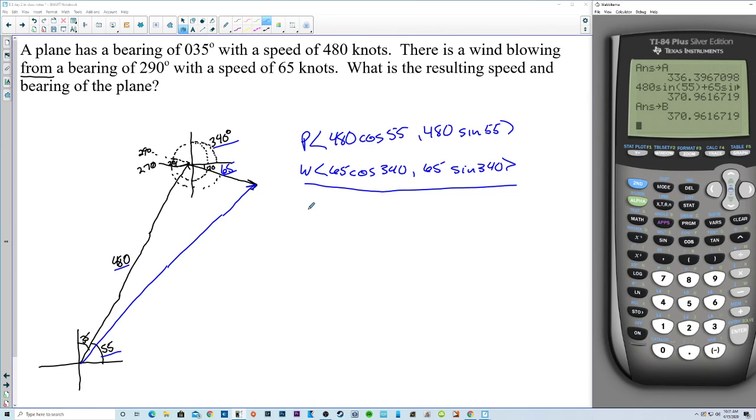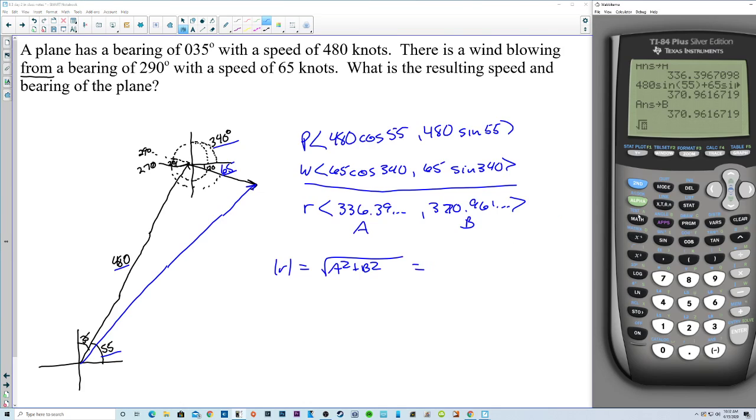336 and the 370. So the resulting vector is 336.39 and 370.961. So now if I've stored this into A and this into B, the magnitude of R is the square root of A squared plus B squared. So let's do square root of A squared plus B squared. And we get 500.7 knots.